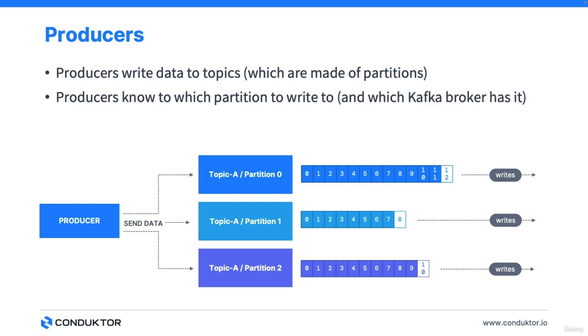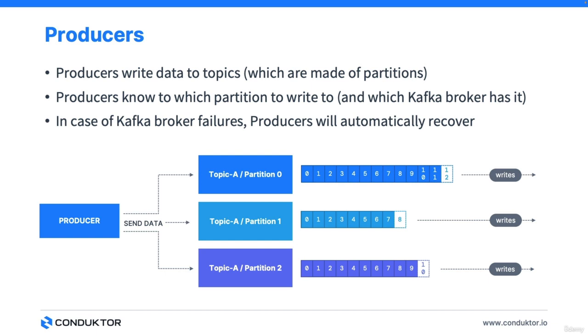The producers know in advance to which partition they write, and which Kafka broker, which is a Kafka server, has it. We'll learn about Kafka brokers very soon. Some people think that the Kafka server decides at the end which partition the data gets written to. This is wrong. The producer decides in advance which partition to write to, and we'll see how. In case a Kafka server that has a partition fails, the producers know how to automatically recover. There's a lot of behind-the-scenes magic that I will explain over time.